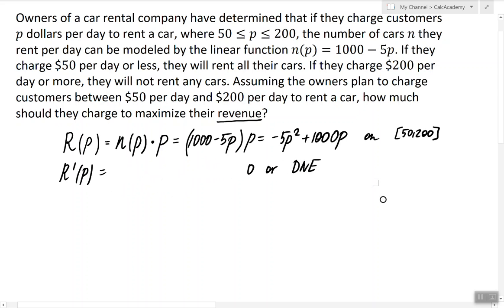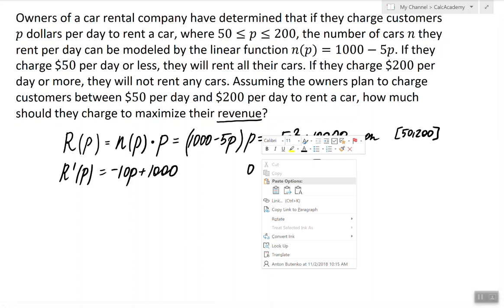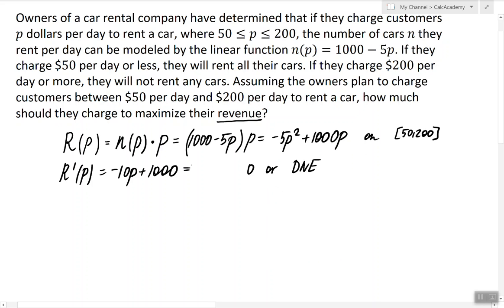So let's go ahead and find the derivative of this function. It is negative 10p plus 1000. Since this derivative is a linear function, it is always defined, so there are no values where it doesn't exist. So we are only looking for the points where it equals 0. Let's solve this equation, and we find that p is equal to 100.